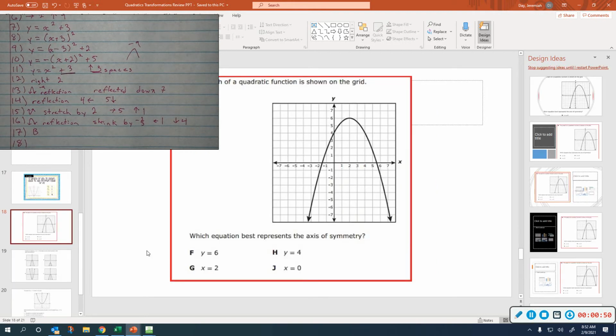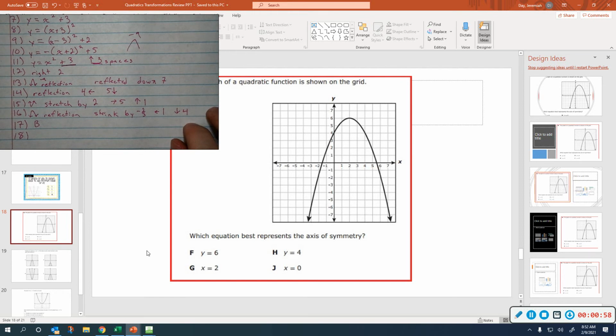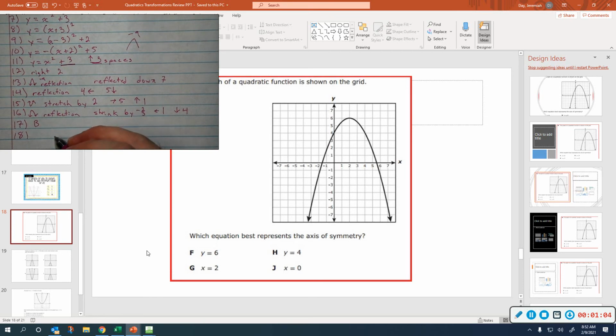Number 18, the graph of a quadratic is shown on the grid. Which equation best represents the axis of symmetry? Remember, axis of symmetry goes through the vertex. So find the vertex. It's going to be that top point, right? And we need the x value of that vertex. So it's going to say x equals. Well, the vertex is at the point 2, 6. So tell me which one is the x value, the 2 or the 6? It is the 2. So this one, the correct answer was G. And I believe this one was on your chunk test.